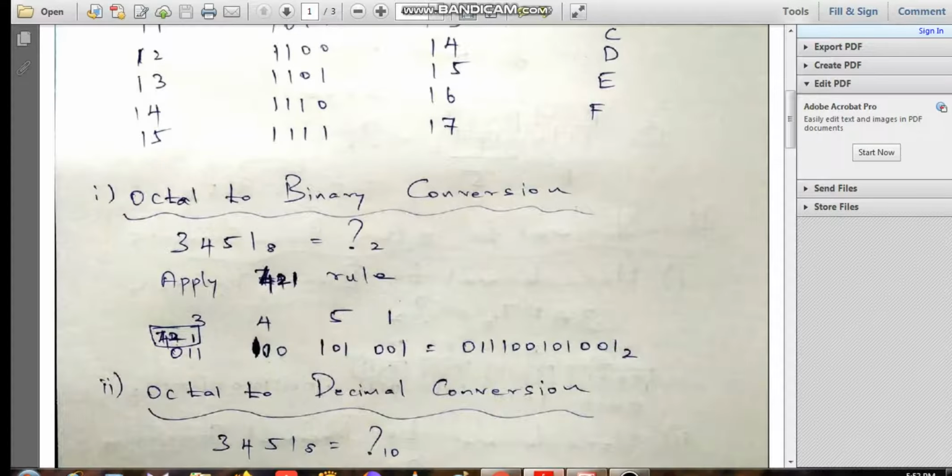If the number has more digits, then 8 to the power of 4, 8 to the power of 5, the power goes on increasing. Suppose 8 power 0, we already know that it is 1, so 1 into 1 is 1, and 5 into 8 power 1 is 40. I am supposed to sum up all the values, and the final value is 1833. So 1833 is the corresponding decimal number for the given octal representation.